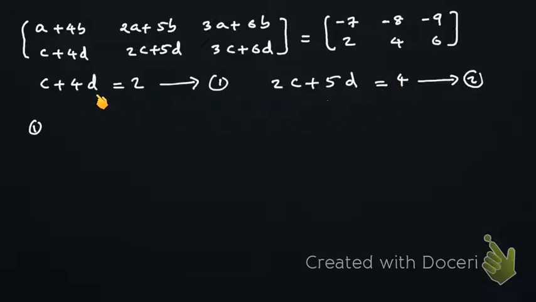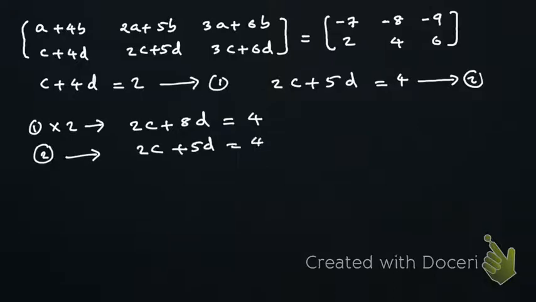And I need to eliminate one of the variables, and here again eliminating C looks easier. So this is 1C, this is 2C. So multiply equation number 1 by 2. Equation number 1 into 2 will make it 2C plus 8D is equal to 4. And equation number 2, you keep it as it is because it's already 2C. And then you subtract them. When you subtract it, you get 8D minus 5D as 3D is equal to 0, which means D is equal to 0. 0 by 3 is 0.